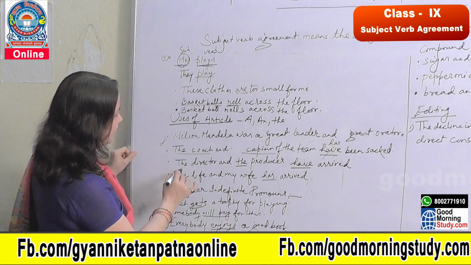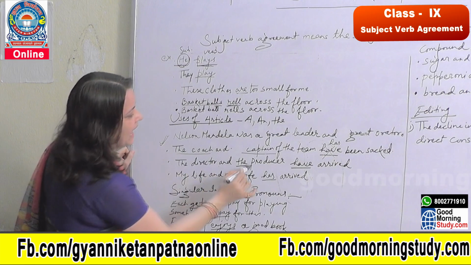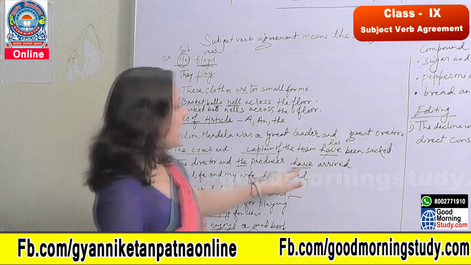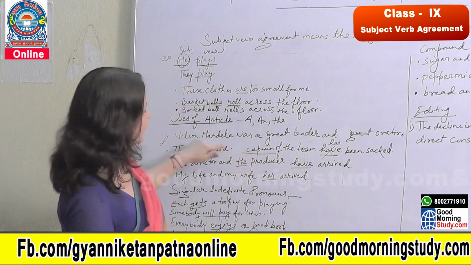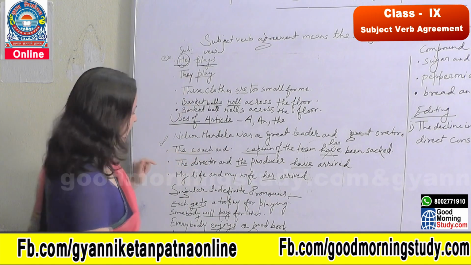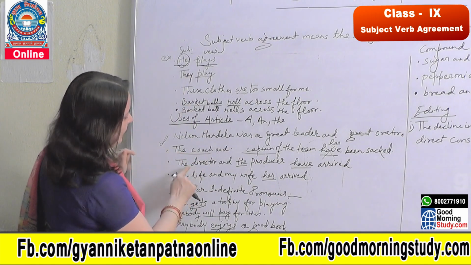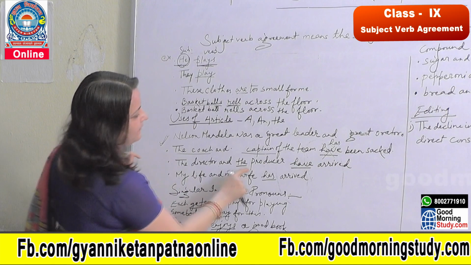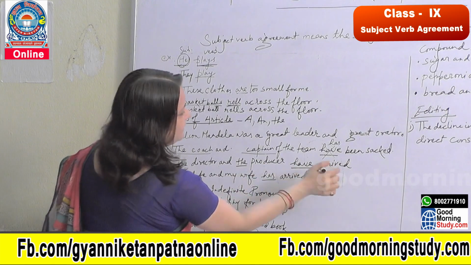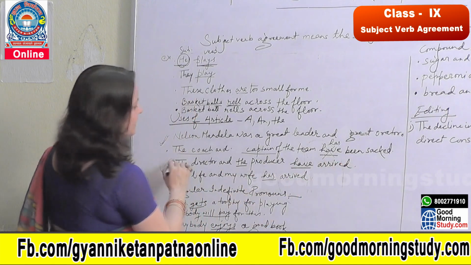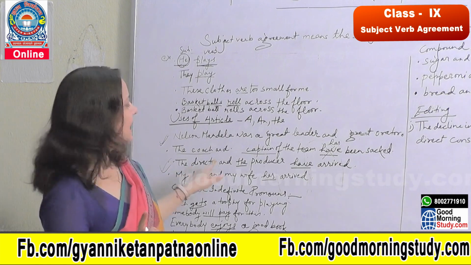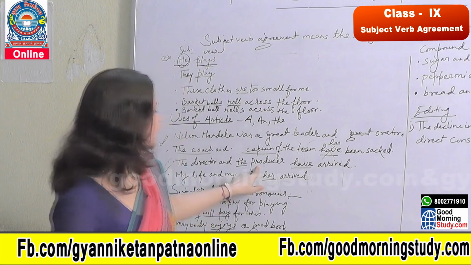Now look at another example. The director and the producer have arrived. Now I think this is a similar example which I have taken before. So here also we'll write, the director and the producer have arrived. This will be correct, meaning the director is one person and the producer is another person.